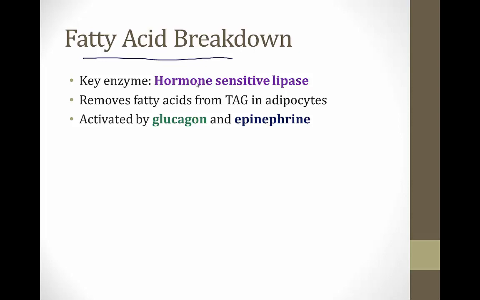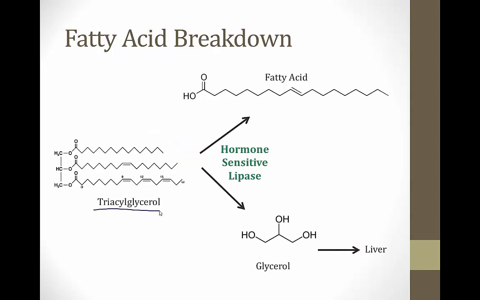And the most important enzyme here is an enzyme called hormone-sensitive lipase. It removes fatty acids from triglyceride molecules in fat cells, and it's activated by glucagon and epinephrine, so that when these hormone levels increase, they will stimulate the breakdown of triglycerides into fatty acids that can be used by cells in the body. So this is the structure of triacylglycerol, or a triglyceride, on the screen here, and this is the structure in which fatty acids are stored inside of our fat cells.